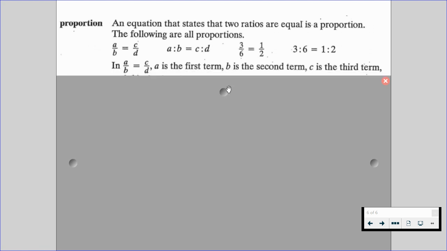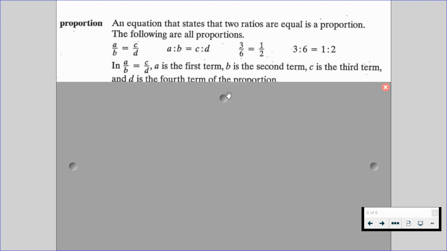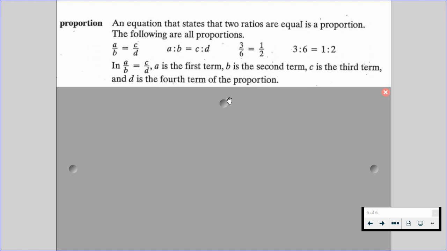In the first proportion, A over B equal to C over D, A is the first term, B is the second term, C is the third term, and D is the fourth term in that proportion. And that's going to be important because we're going to be using that next section.